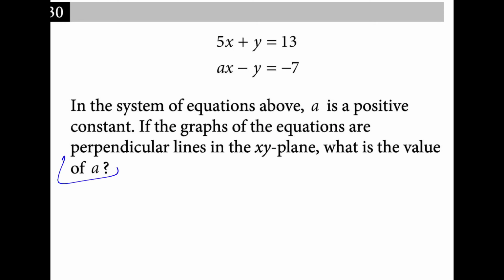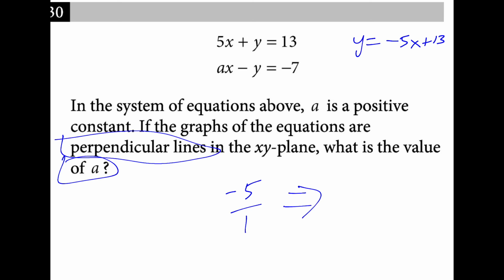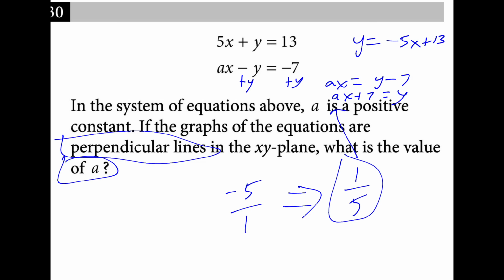What is the value of A to make these two perpendicular lines? So I'm going to take the top equation and solve it for y by moving the 5x over. So my slope was negative 5/1. If I want to make that perpendicular, I flip it and take the opposite, so my slope is 1/5. So how could I solve for this? I can add y to both sides, and I have ax is equal to y minus 7, and ax plus 7 is equal to y. So A has to be 1/5.